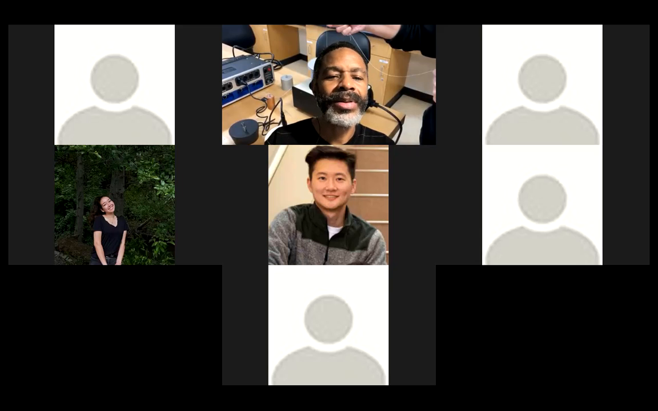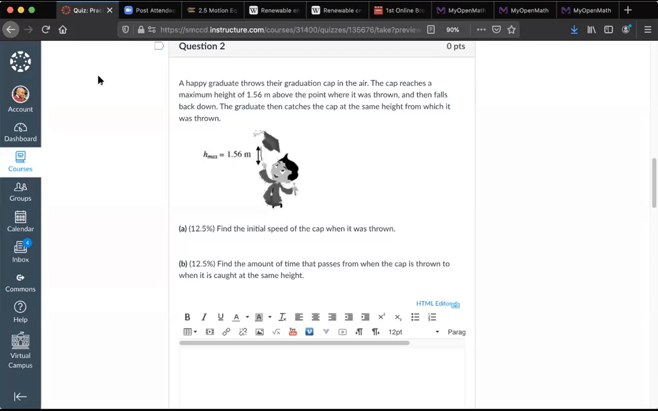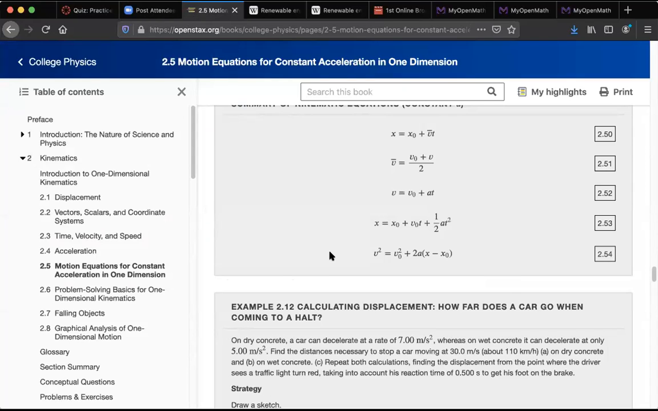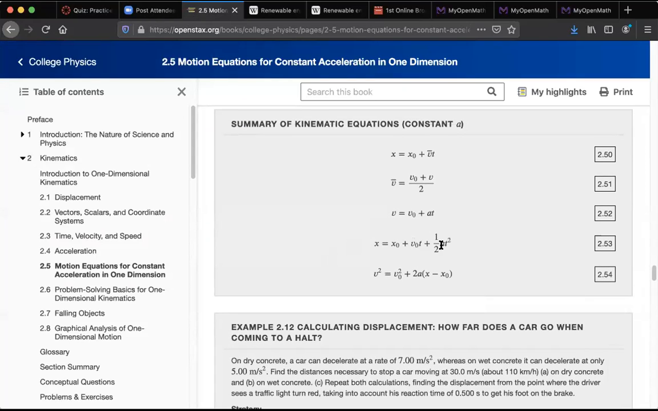Okay, and so this may not look exactly familiar, but here we can take a look at our big five list for a second. You see what they have here. This is equation 2.53: x equals x0 plus v0t plus 1/2 at squared. And you can see that if you subtract x0 from each side, on the left you end up with x minus x0, and on the right you have v0t plus 1/2 at squared. So what I've written down is exactly equivalent to this.